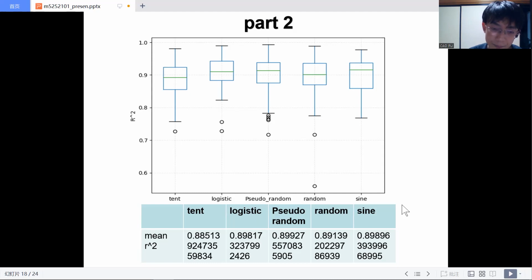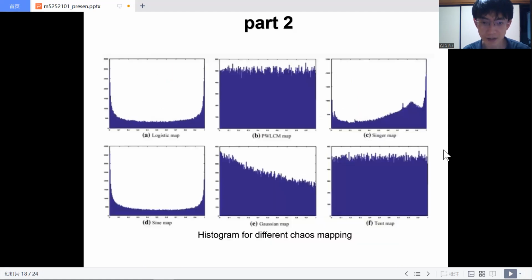So we consider that maybe the distribution affects the final results, rather than the feature of the chaotic.